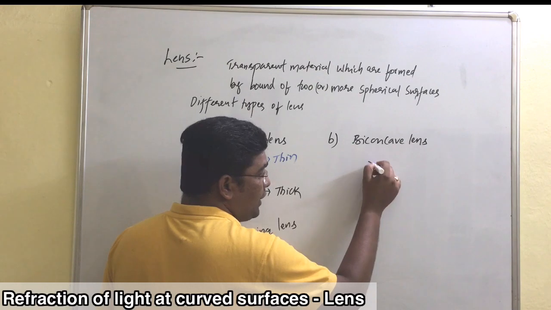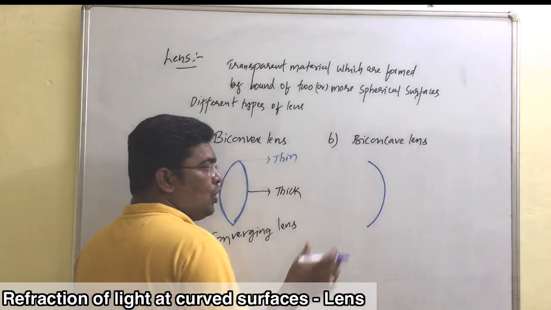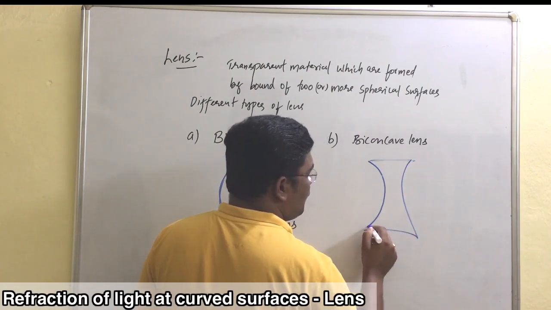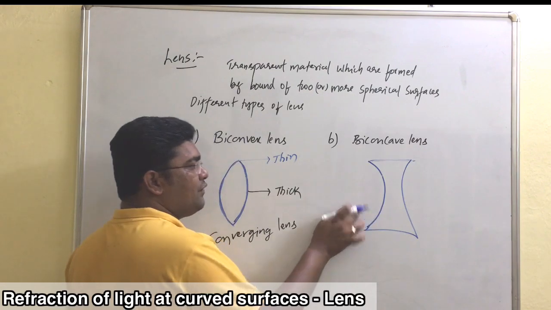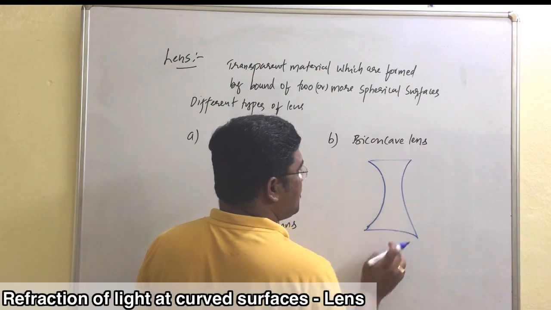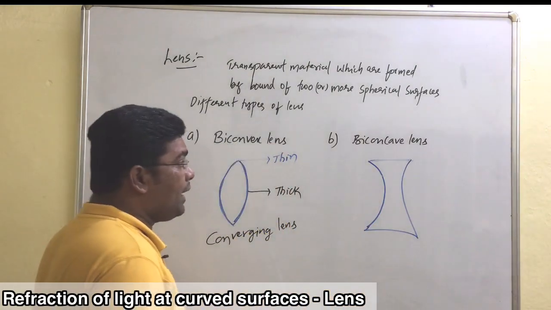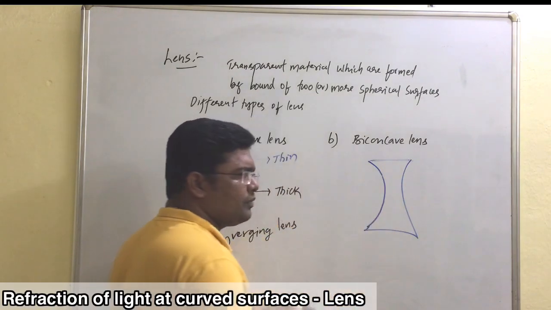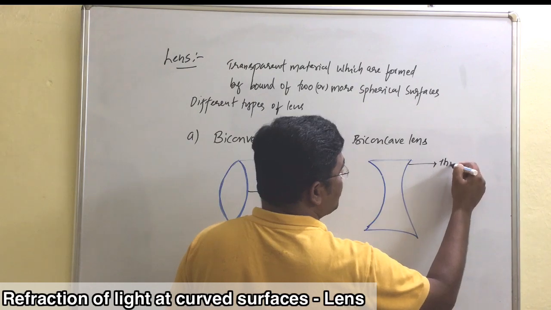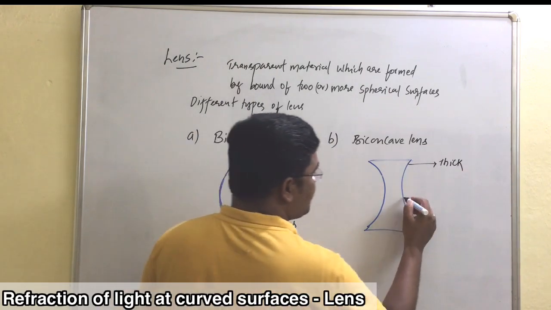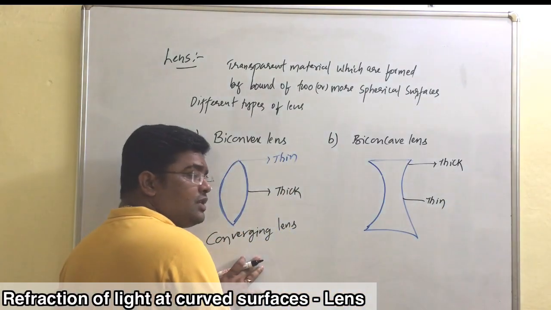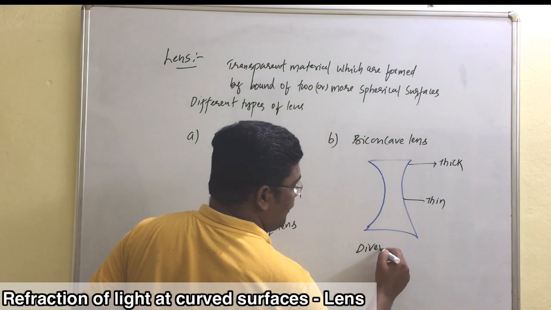Next is our biconcave lens. It is a lens which is made up of two spherical surfaces which are curved inwards. It is one spherical surface which is curved inwards, and another spherical surface which is also curved inwards. Such type of lens we call a biconcave lens. If you observe this figure very carefully, this biconcave lens is thick at the edges and thin at the middle. As the biconvex is called converging lens, this is called a diverging lens.